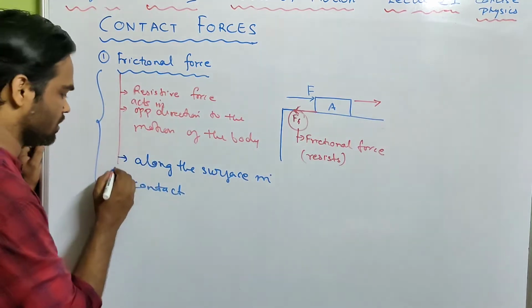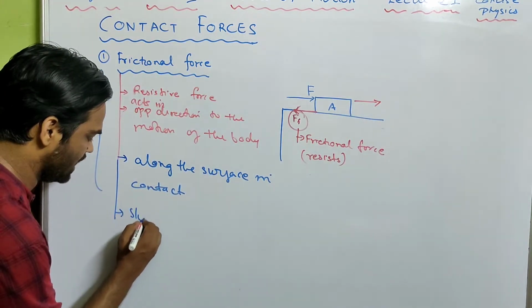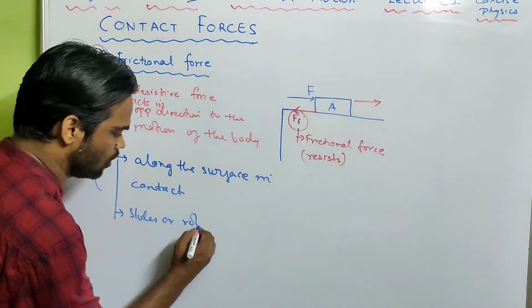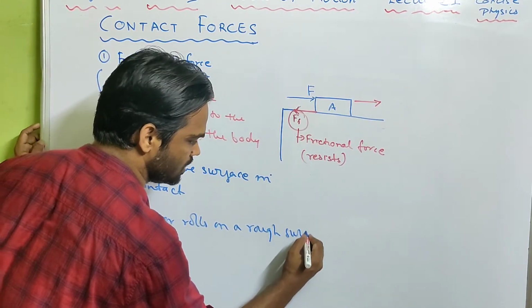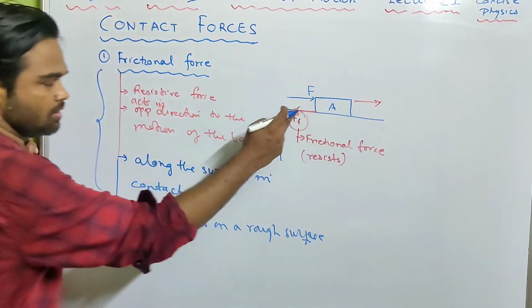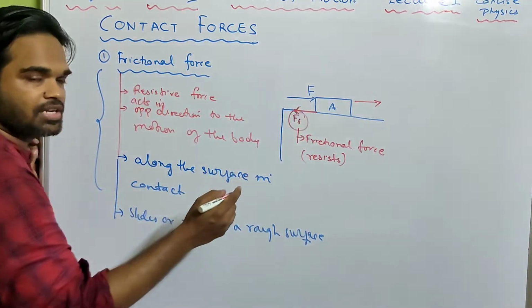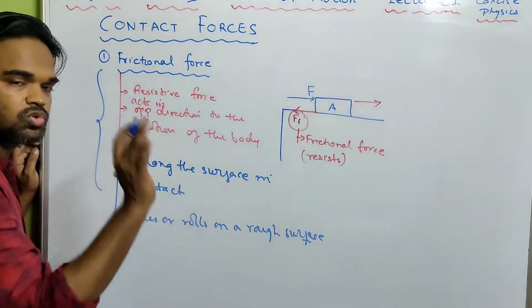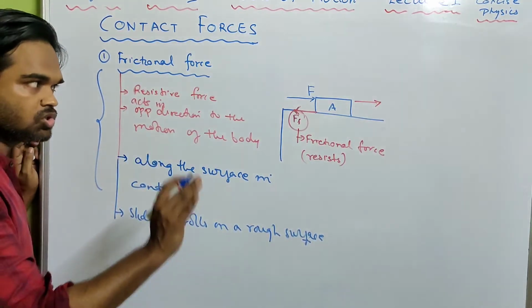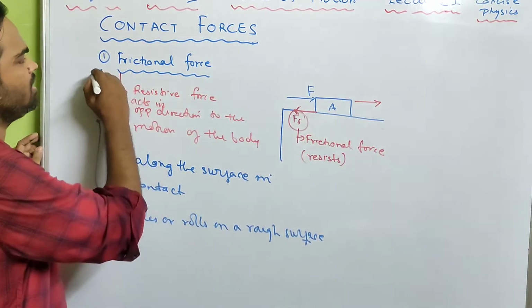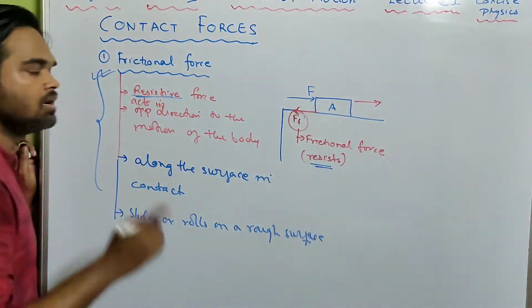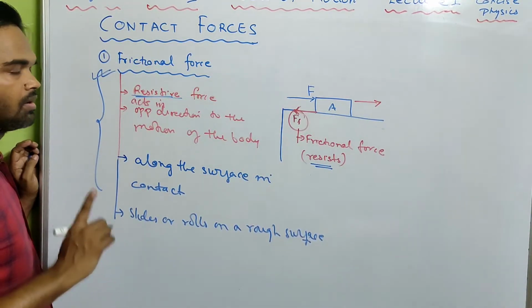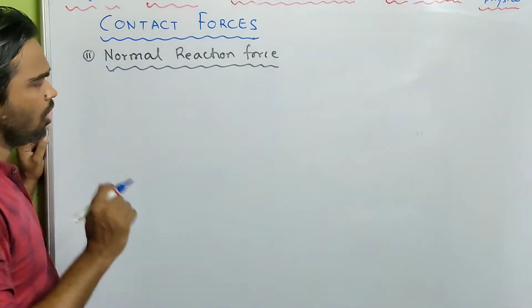This force acts whenever a body slides or rolls on a rough surface. And since it is in opposite direction to the motion of the body, it tries to slow down the motion, tries to stop the body. That is my frictional force, resistive force. It resists the motion. Clear? Now let us see normal reaction force.